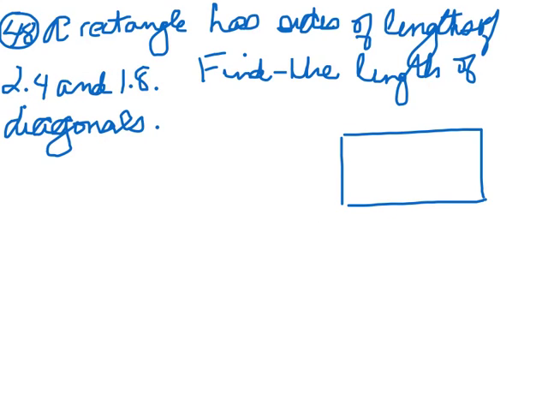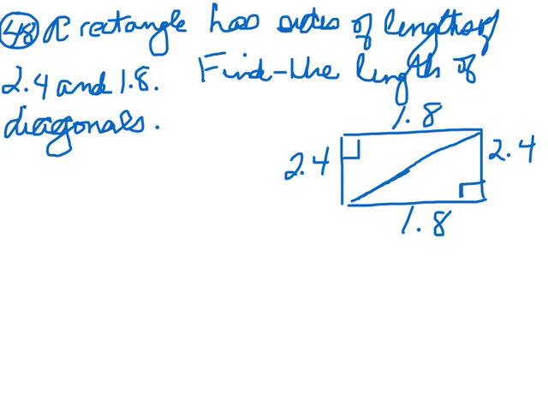Okay, on this problem we have a rectangle and the side lengths are 2.4 and 1.8. It doesn't matter which one you write them on. You're mainly drawing something to help you work it. You're supposed to find the length of the diagonal. Well, if you think about it, rectangles have right angles, so we've got right triangles. Let me finish filling in all the sides because I know the opposite sides on a rectangle are congruent.